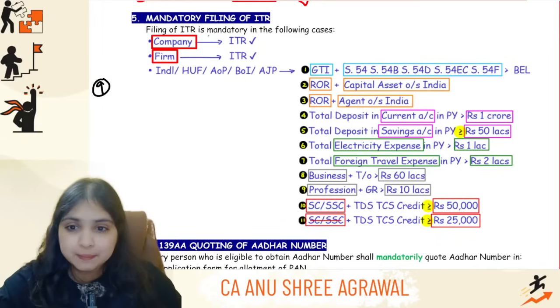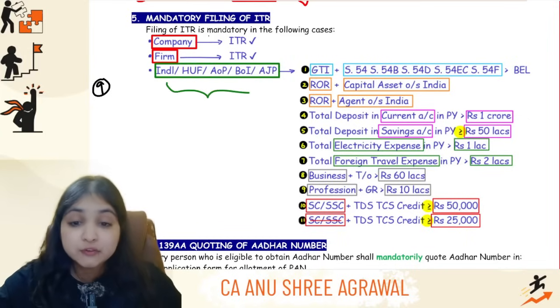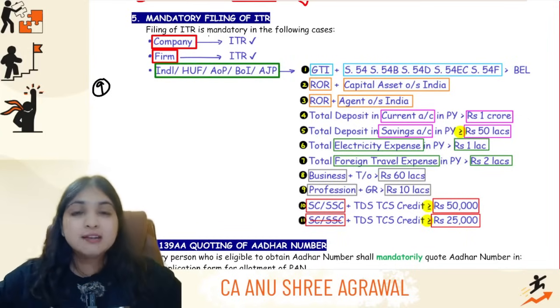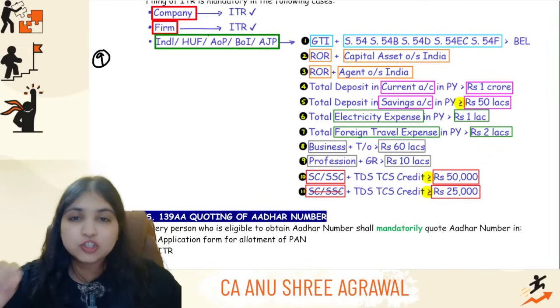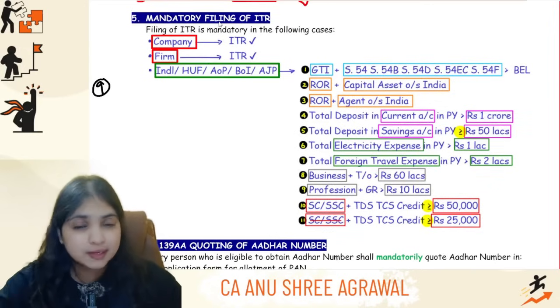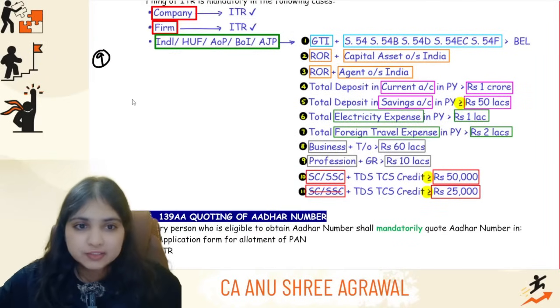The whole drama applies only if the assessee happens to be an individual, HUF, AOP, BOI or AJP. For these assessees, guys, we have 11 situations. If the assessee falls under any of these 11 situations, only and only then we have to mandatorily file ITR. Let us have a look at the 11 situations one by one.